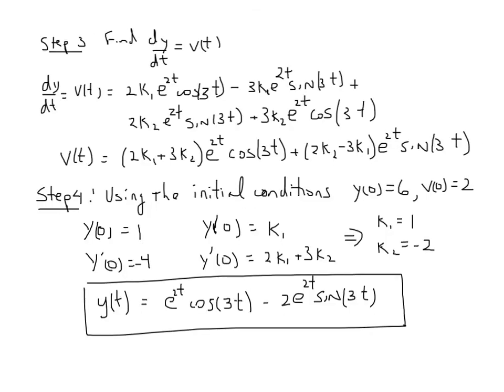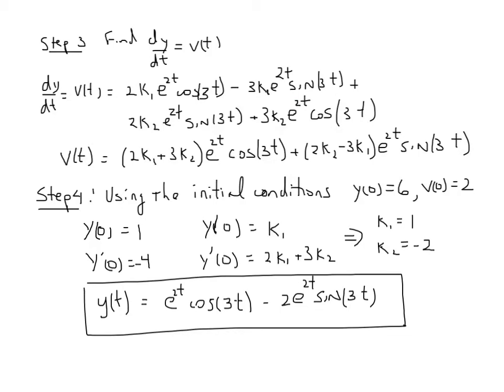In step 3, we are going to need the velocity. Since we have position y, dy/dt, the derivative, is the velocity. So we differentiate the expressions from the previous page. We have two product rules. You can verify that I believe this is correct. Grouping the e to the 2t cosine terms together and the e to the 2t sine 3t terms together, I get this as a coefficient for v of t, and I get this as a coefficient for this expression.